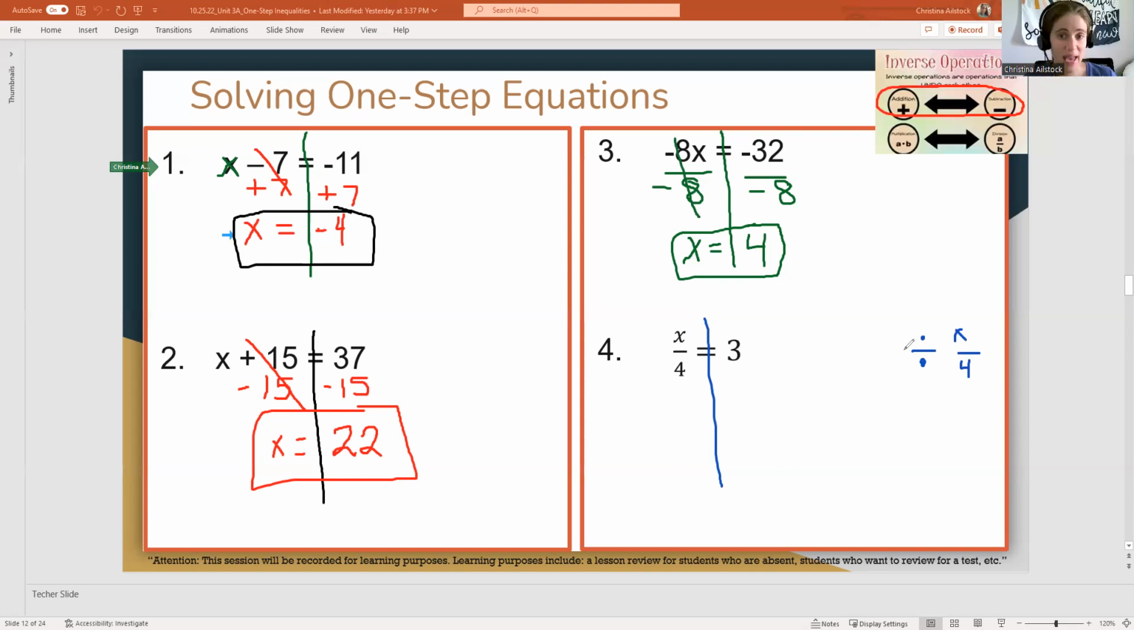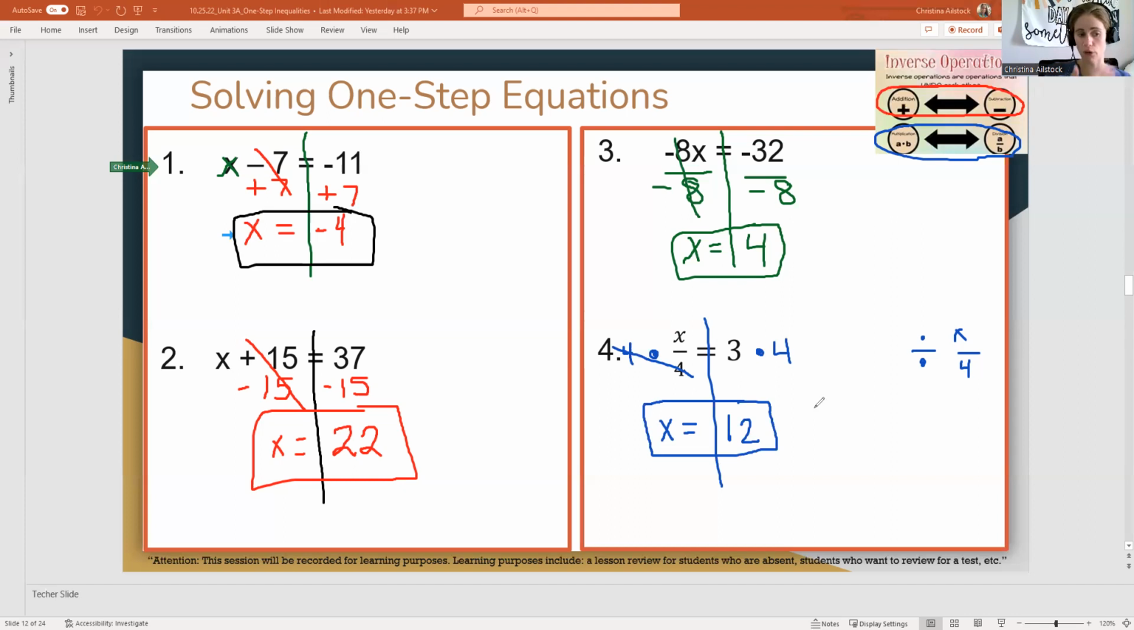All right, to get that x isolated, to get that x by itself, we have to do the inverse, the opposite of division. And what's the opposite of division? That would be multiplication. So we're going to multiply both sides of our equation by 4. When we do the inverse, when we undo something, it gets rid of it. So we're just left with an x on this side. And then 3 times 4 is 12, and we're done. X is by itself, and we know for this problem, x is equal to 12.